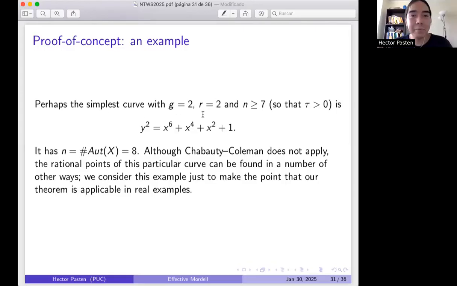Yeah, so, right. So in this case, we have 8 automorphisms. You think for a second, you will easily find them. And tau is going to be positive. Now, there are many ways to compute the rational points here using Manin-Demyanenko or maybe non-abelian Chabauty. There are ways to do that, but it's not the point. I'm not claiming this is a new curve. I just want to see the theorem working explicitly in a concrete example, just to tell you that things work out. Okay.